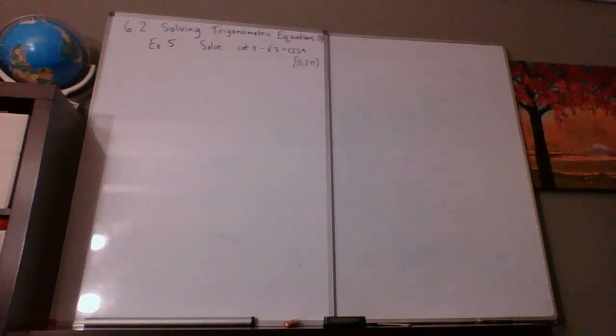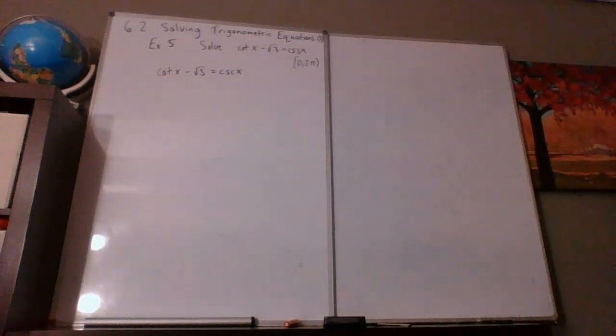Welcome to 6.2 Solving Trigonometric Equations Part 1, Example 5. Solve cotangent x minus rad 3 equals cosecant x over the interval 0 to 2 pi. Now this equation is different because it has a cotangent x and a cosecant x. However, they are not being multiplied by each other.